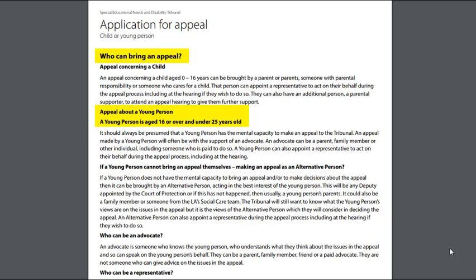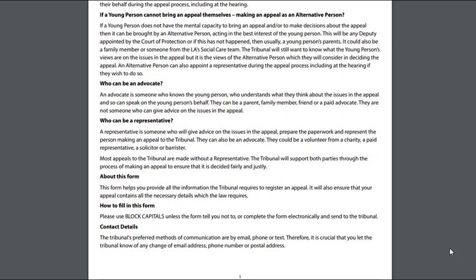The law presumes that a young person, aged between 16 to 25 years, has the mental capacity to make an appeal themselves. But if they can't, then an alternative person, acting in their best interests, can make the appeal. This is often the child's parent or another family member. Contact our SEND service or IPSI if you would like to understand more about this.